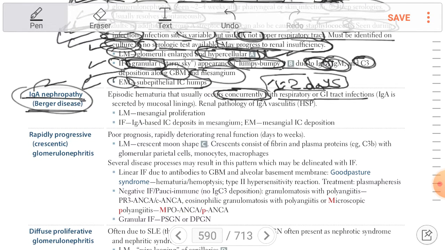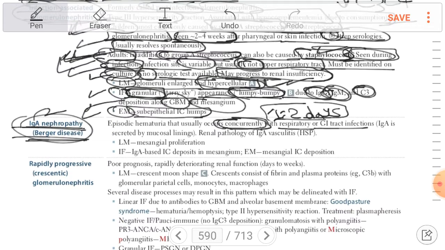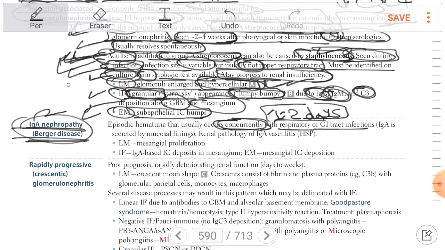Then there is immunoglobulin A nephropathy. On post-streptococcal glomerulonephritis, you must remember hypercellularity, a granular pattern due to deposition of immunoglobulin G and immunoglobulin M, and subepithelial deposition, subepithelial humps.